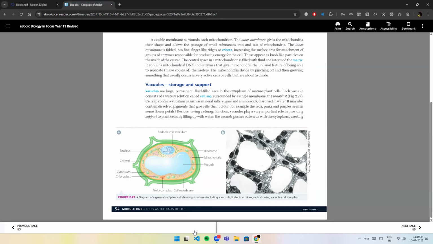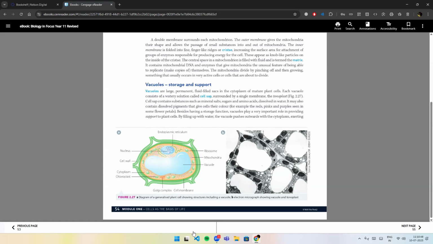The mitochondria divide by pinching off and then growing, something that usually occurs in very active cells or cells that are able to divide. Vacuoles, storage, and support. Vacuoles are large, permanent, fluid-filled sacs in the cytoplasm of mature plant cells. Each vacuole consists of a watery solution called cell sap surrounded by a single membrane, the tonoplast.